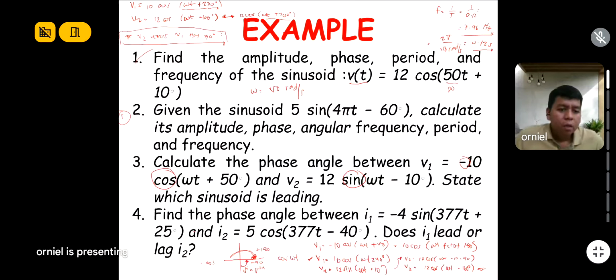Okay, so this will be your assignment also. Assignment number 2 and number 4. Okay, 1, 2, and 4 will be your assignment numbers. Number 3 is your assignment for the final term.